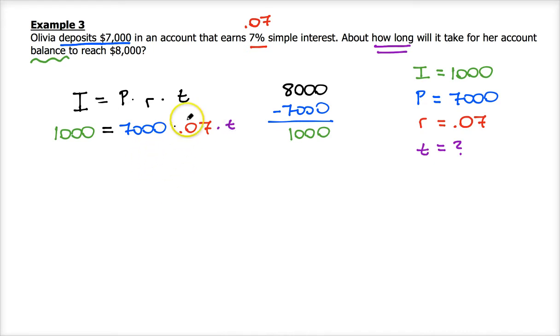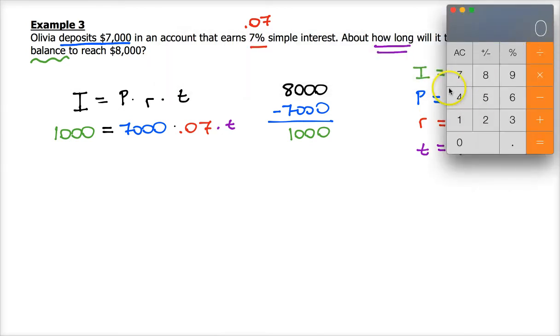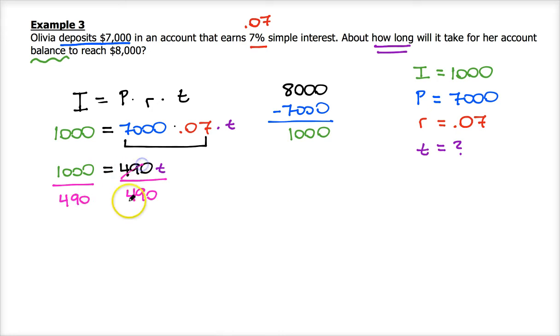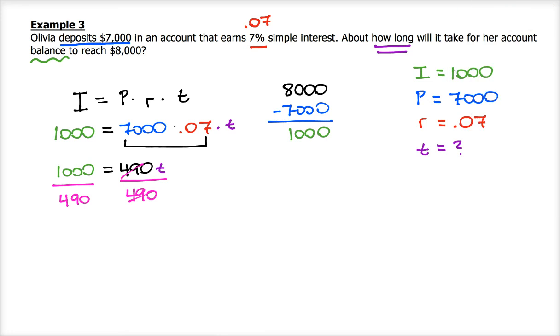For this problem, I'm just going to pull out the handy-dandy basic calculator, since we've been using that for time here and there. So I'm going to start out by doing 7,000 times 0.07 over here on the right side of the equation. And that gives me 490. So this is 490T on the right side. On the left side, it's just the 1,000. And now I'm going to divide both sides of this equation by 490 to solve for T. So I'm doing 1,000, my numerator, divided by 490, and I get the decimal 2.04.